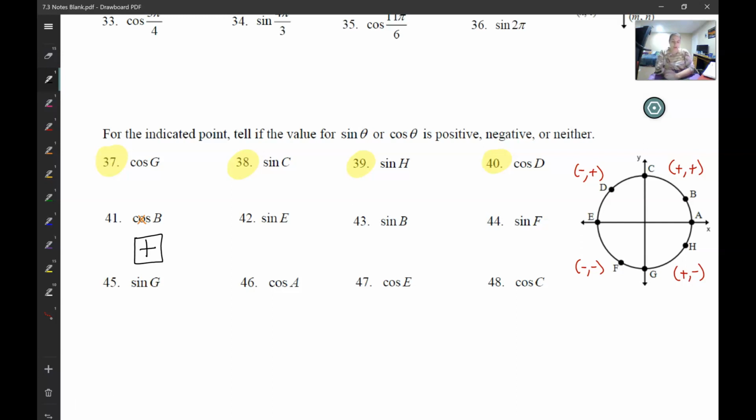Okay, let's try sine of F. Well, sine is my y value, so let's look at point F. There it is. My y value is going to be negative. Let's try sine of E. So sine is the y value. Now we look at E. Well, wait a second. The y value at E is 0. So that one's going to be neither. Not positive or negative. And that's how you do 37 through 40.